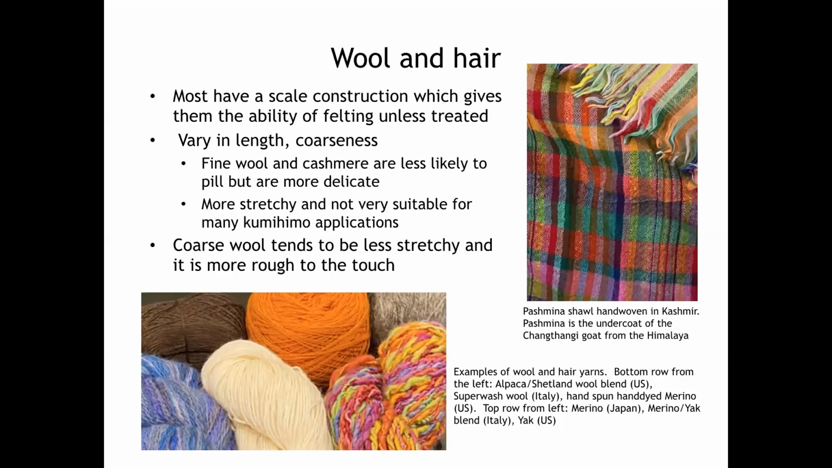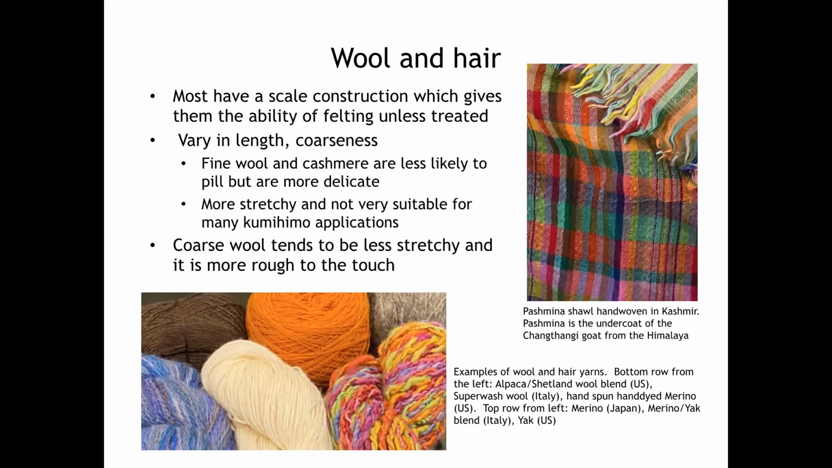Most of these fibers have a scale construction, meaning that the fiber is not smooth, but kind of jagged. And it gives them the ability of felting, unless they're specifically treated not to do that. They vary in length. The fiber itself can be long or short, can be very smooth or very coarse.